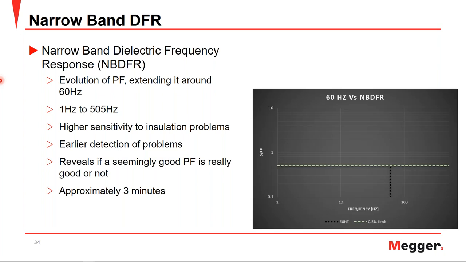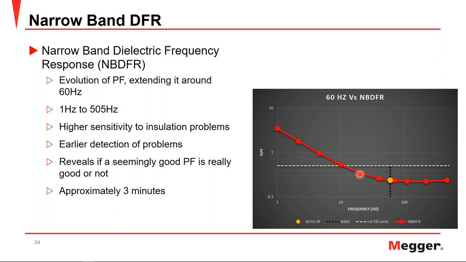Let's take a look. On the right-hand side, we have a plot that has the 60 Hertz value in the black dotted line, and the gray dashed line is the 0.5 accepted limit. Here we have our 60 Hertz power factor value just above 0.2. Now, let's look at the 10 measurements taken for our narrowband dielectric frequency response between 1 and 505 Hertz. Now we can see quite a bit of a difference. Our 60 Hertz value is 0.2, but our 1 Hertz value shows significantly more sensitivity and is at 3.